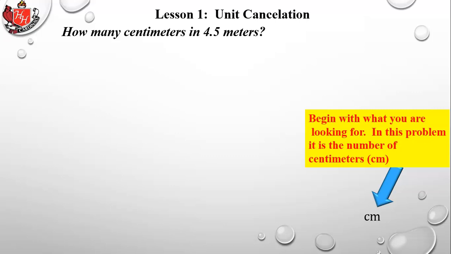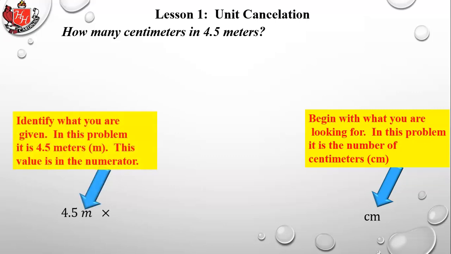Now, what are we given? Think about it. What are you given to start with? Okay. So you're given 4.5 meters. And we always use the abbreviations, and we'll talk about the abbreviations for various units of measure in just a short while. So you identify what you're given. In this problem, it's 4.5 meters, which we abbreviate with m. And this is the value.